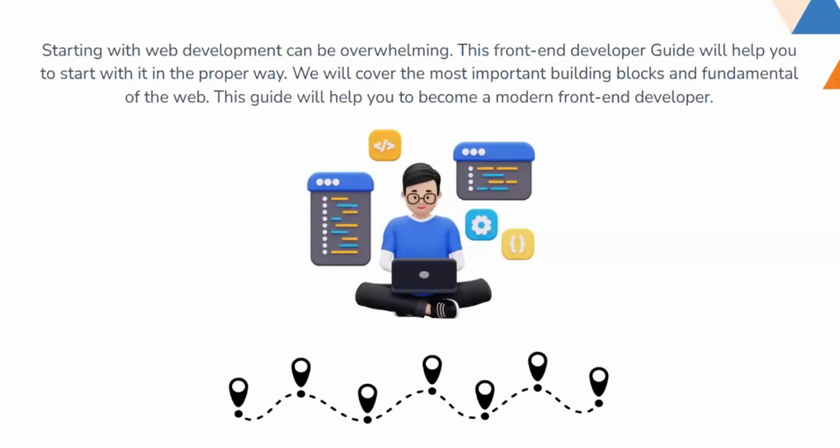So in the modern world, starting with web development can be overwhelming, considering all the technologies out there. But this front-end developer roadmap will guide you to start in the proper way. We will cover most of the important building blocks of the web, and this will help you to become a modern front-end developer. So we'll start with the foundation of websites using HTML and CSS, their interactivity using JavaScript, some CSS frameworks and preprocessors, and also React.js. Finally, we'll look into more ways to keep growing and learning because our journey is always ongoing.